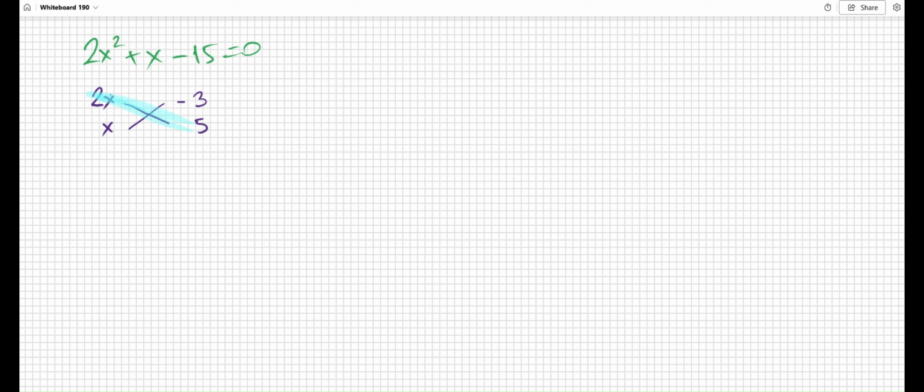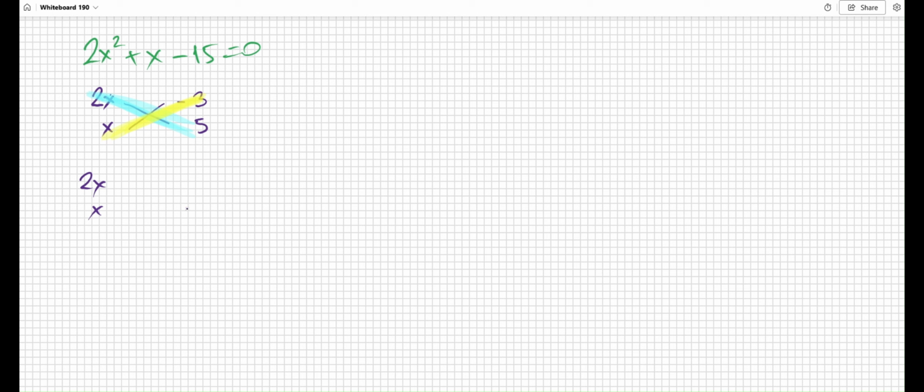So this is cross multiplication, 10x, and then negative 3x, and that adds up to 7x. So we did it wrong. Let me try the other combination, 2x, x. We don't have any other possibility to factorize 2x squared.